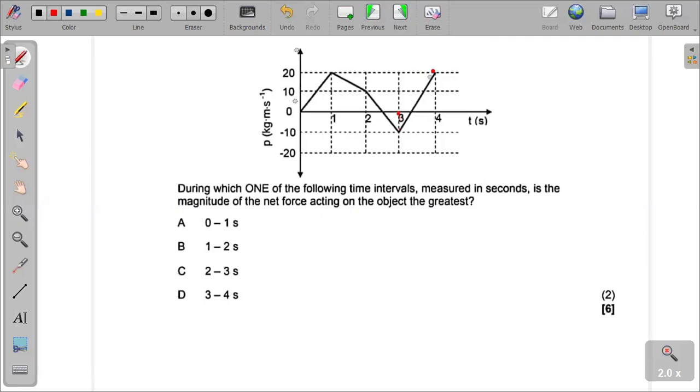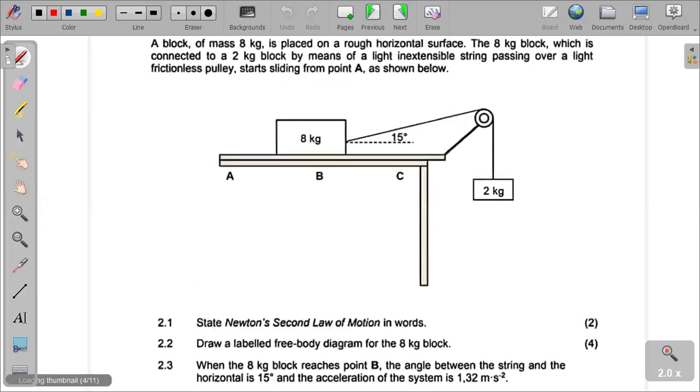If we subtract 20 minus 10, that's where we can get the greatest change in momentum, which becomes 30 kg·m/s. We can't get any other change in momentum that can be greater than that. So it therefore means that 1.3 is what? D. That's our answer there. That's the time interval that will give us the greatest change in momentum, so that we can also have the greatest magnitude of the net force, right? Because a net force is directly proportional to the change in momentum, right? Let's go on to question number 2, right?